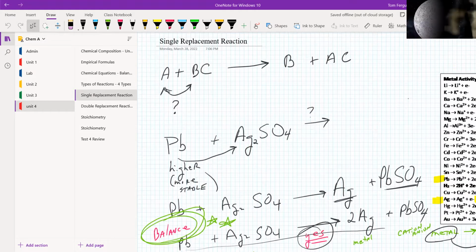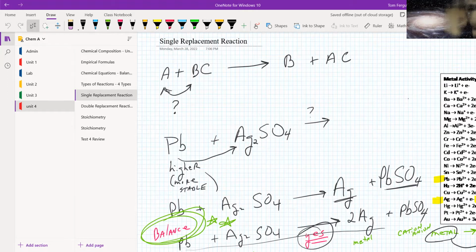Okay, so say we have lead and silver sulfate. We have a metal and an ionic solution. The question is, will the lead substitute for the silver? For that we need the activity series. I'm going to give you that for the test. No, I'm not going to be memorizing that.